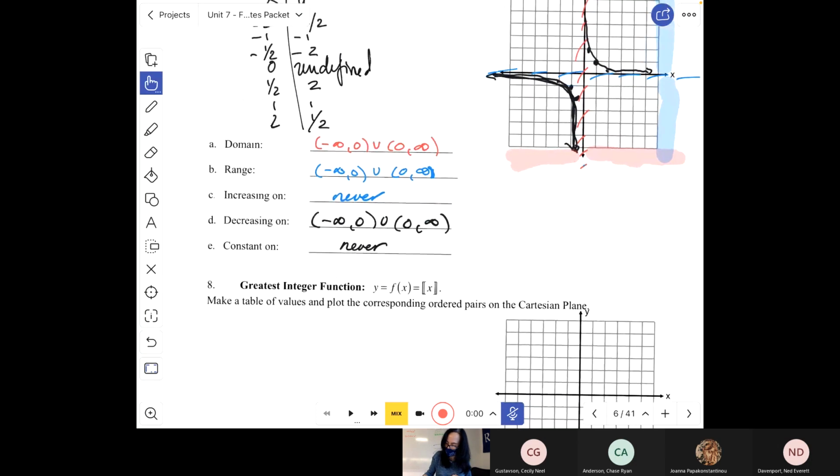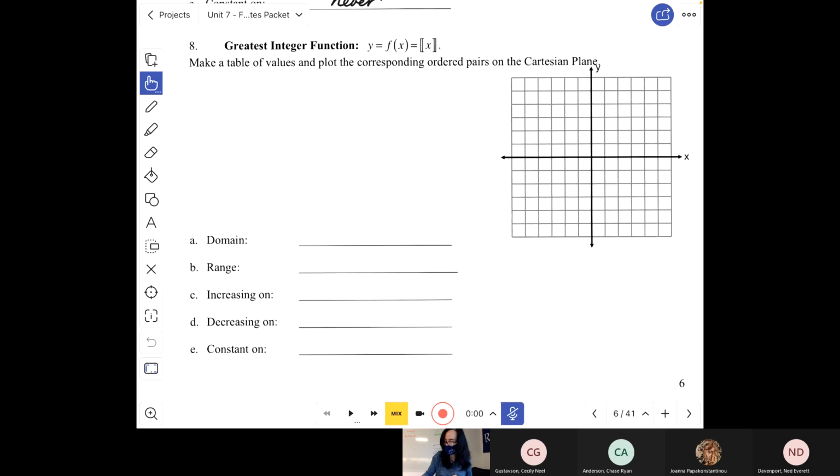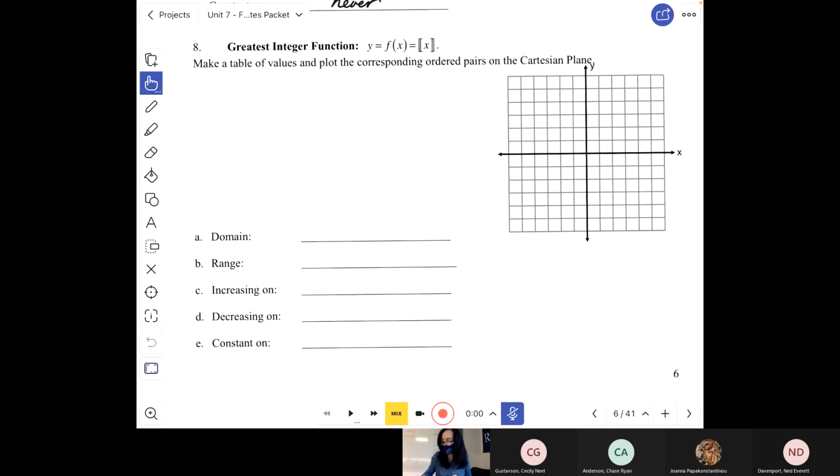Now the next one, how many people in here have had computer science? Nobody? Okay. Well, then you may or may not have seen this greatest integer value function.